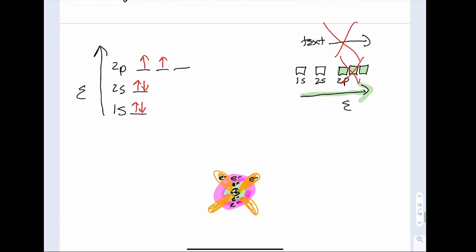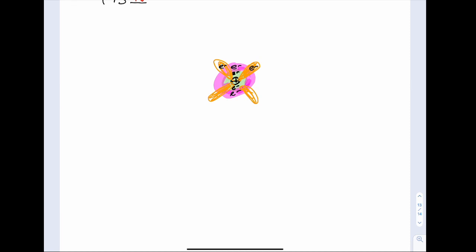Let's do one more example with an orbital filling diagram. I want to do something that has d orbitals. Let's do bromine. So bromine has an atomic number of 35, so 35 positive charges. If the atom itself is uncharged, I'm going to have 35 negative charges, so 35 electrons. So when I do my orbital filling diagram for bromine, I'm going to have 35 arrows.